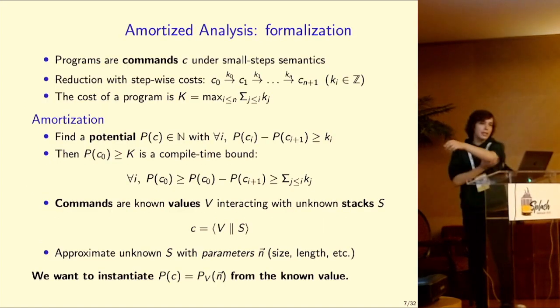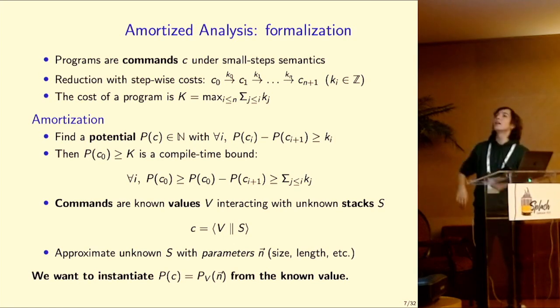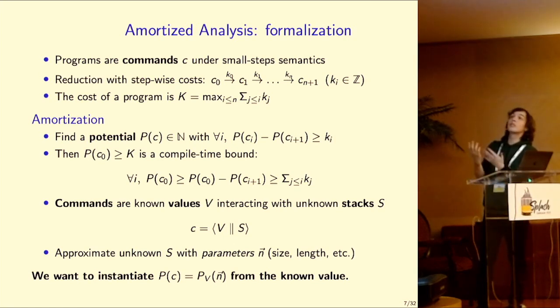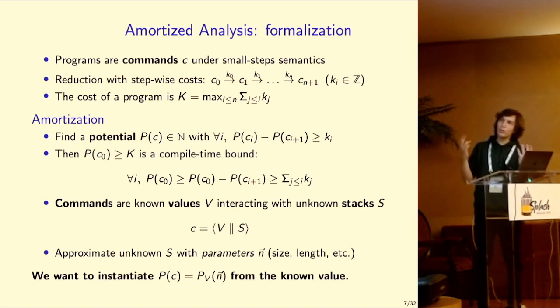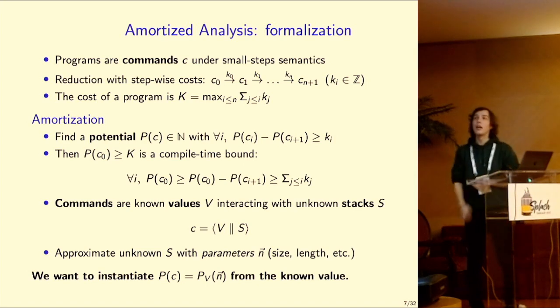We formalize it by saying that programs are commands C, which reduce by small step semantics. At each step, we accumulate a cost, which can be positive if the cost is paid, or negative if some resource is reclaimed. At the end of the day, what we get is that the cost of the program is the maximum partial sum over this entire execution, which represents the instant at which most resources are allocated at the same time.